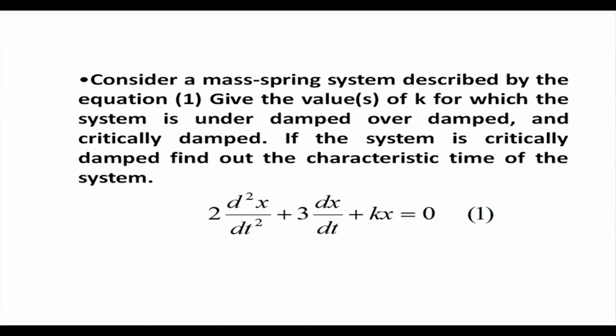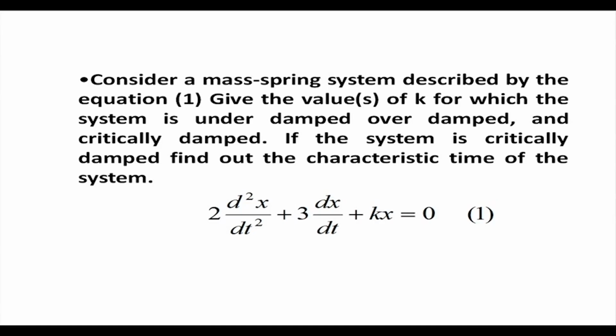Next, there is another problem. Consider a spring mass system described by equation 1. Give the value of k for which the system is under damped, over damped and critically damped. If the system is critically damped, find out the characteristic time of the system.